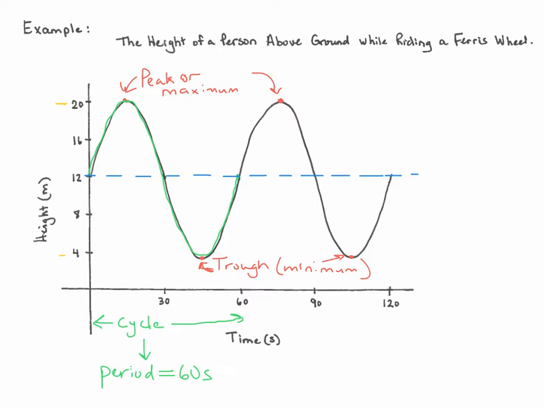This line here, which in this case is y equals 12, is a horizontal line. That is called the axis of the curve. It is the horizontal line that's halfway between the max and the min points. So I'll write that in here. It's the horizontal line, and horizontal means directly left and right. That is halfway between the max and the min points.